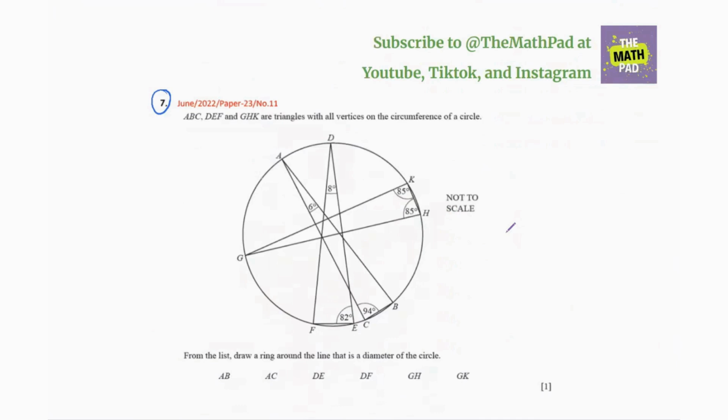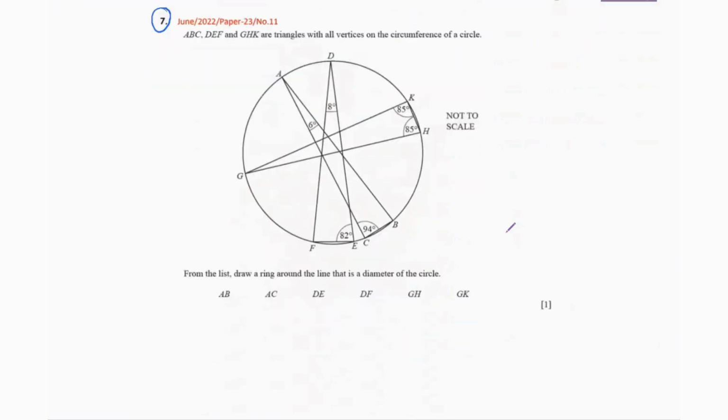Then this one says A, B, C, D, E, F, and G, H, K are triangles with all vertices on the circumference of a circle. From the list, draw a ring around the line that is the diameter of the circle. So for that, this is 8. These two are 85. This is 82. This is 94. So find this angle, ABC. That's going to be 180 minus 94 minus 6. That gives us 80 degrees.